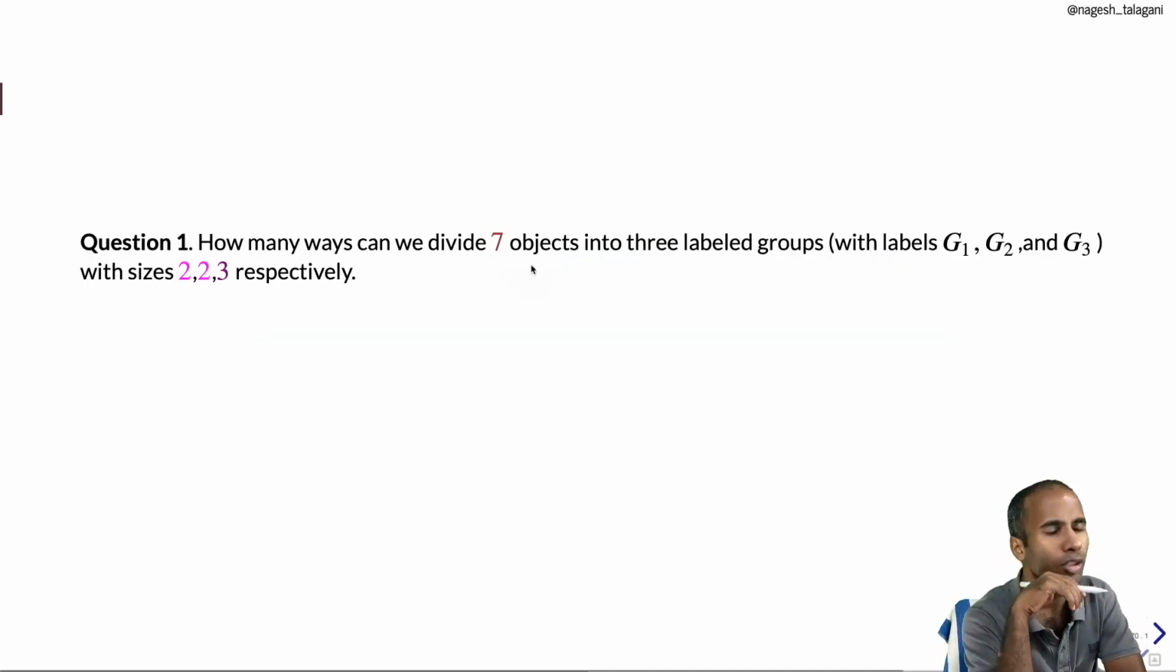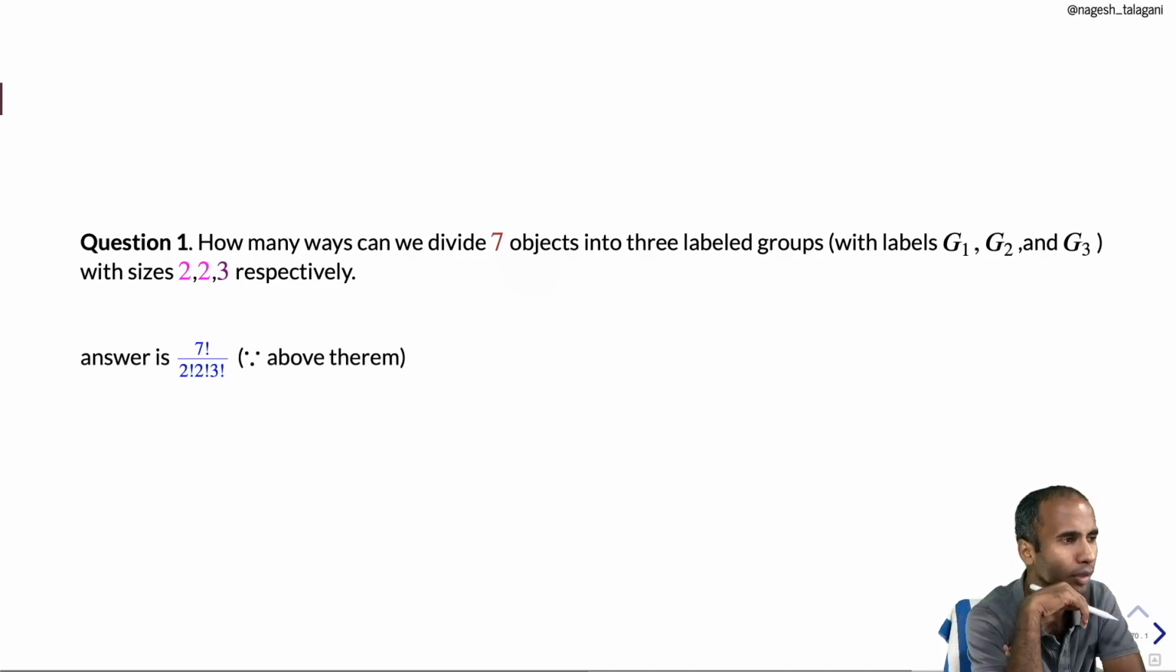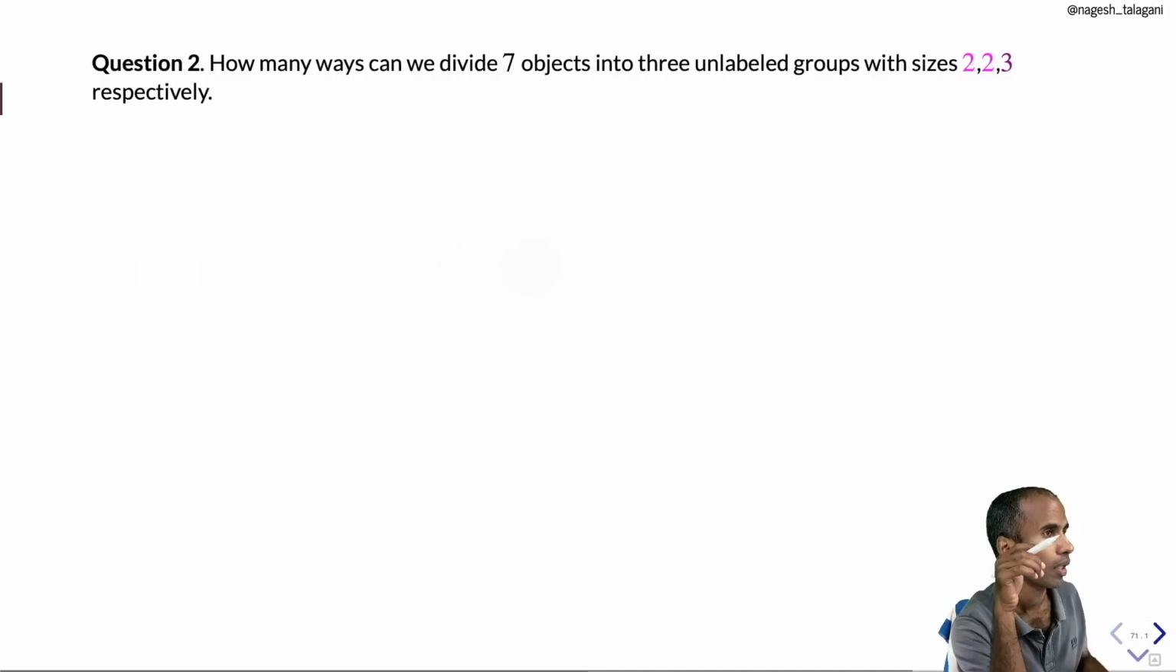Question 1. How many ways can we divide 7 objects into 3 labeled groups with the labels G1, G2 and G3 with the sizes 2, 2, 3 respectively? That means, how many ways can we divide these 7 objects into these 3 groups. So G1 contains 2 objects, G2 contains 2 objects, and G3 contains 3 objects. The answer is 7 factorial by 2 factorial, 2 factorial, 3 factorial by the above theorem.